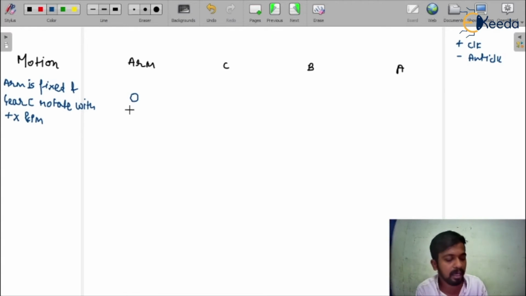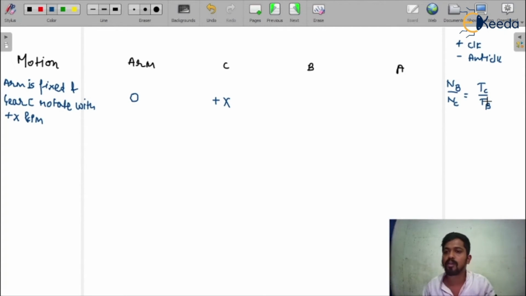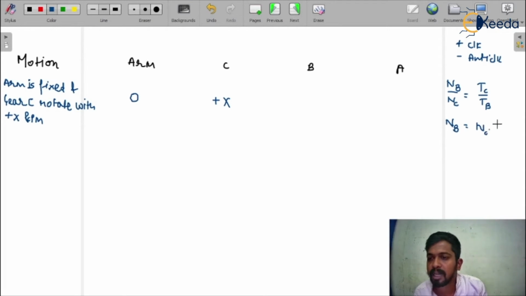So the arm is fixed, that's why the speed of the arm is 0 here, and this is plus x. We can calculate the speed of gear B using the speed ratio: NB upon NC equals TC upon TB. We all know that the speed is inversely proportional to the number of teeth. So the speed of gear B is NC multiplied by TC upon TB, which is x multiplied by TC upon TB. But what would be the direction?